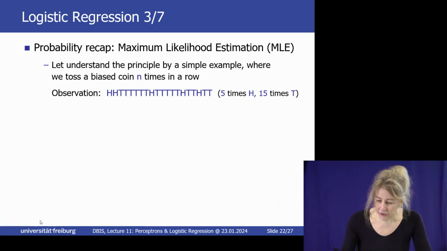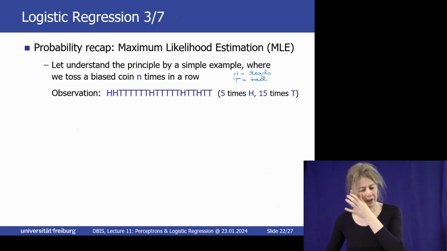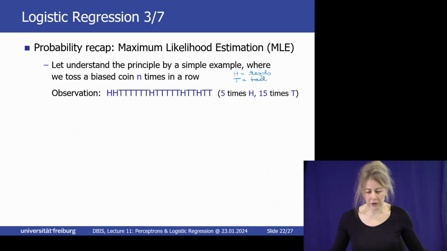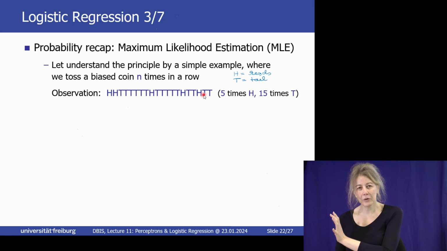So let me just clarify this. H is heads, one side of the coin, and T is tails. Is it heads, head, tail, tails? I'm not sure, it doesn't matter. It's just two sides, two possible outcomes, and I just give them a name, H and T. So I toss the coin 20 times, and this is what I observe.